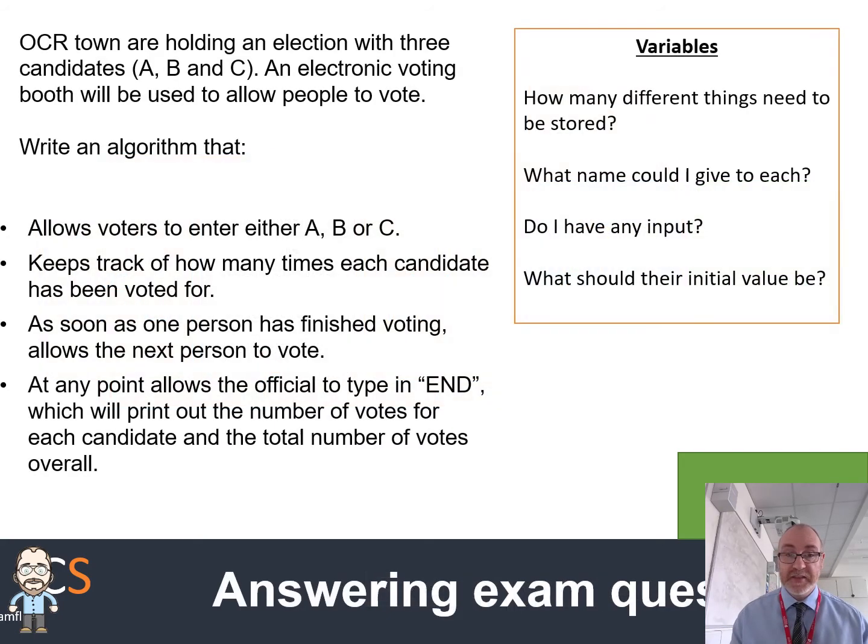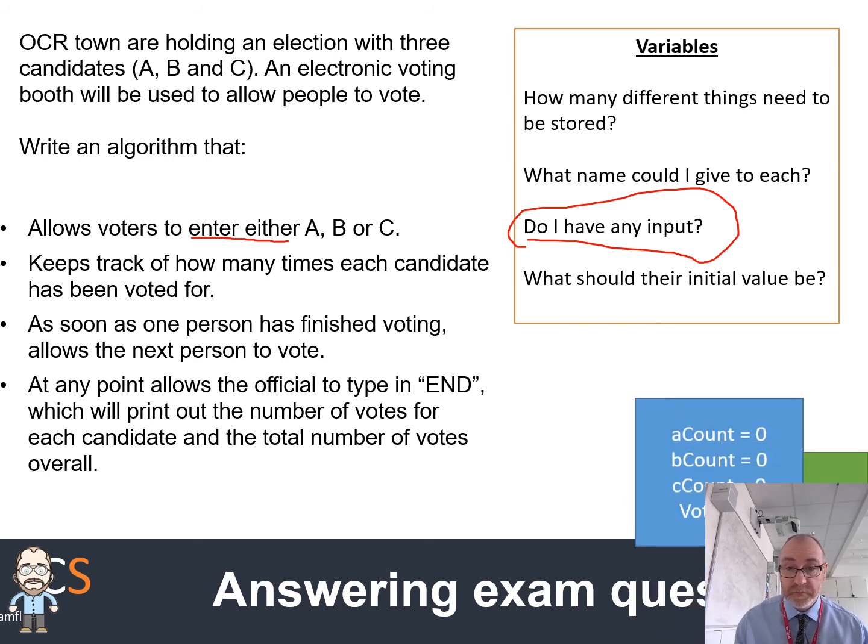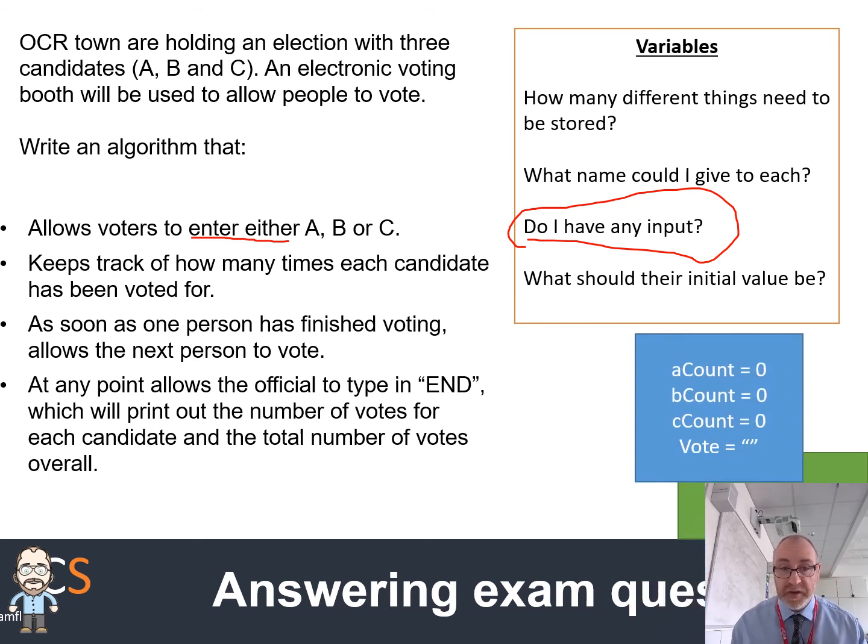Okay, so let's see how this works. So I need my variables, and I've already mentioned that is this bit. Also, do I have any inputs? Well, if I do, then I need a variable to store the input as well. So I need 4 variables in this one. I need something to keep track of the count of A, of B, and C. So how many times has somebody voted for A? How many times somebody voted for B? And so on. And then also I've got this vote here, which I'm using to store the inputs.